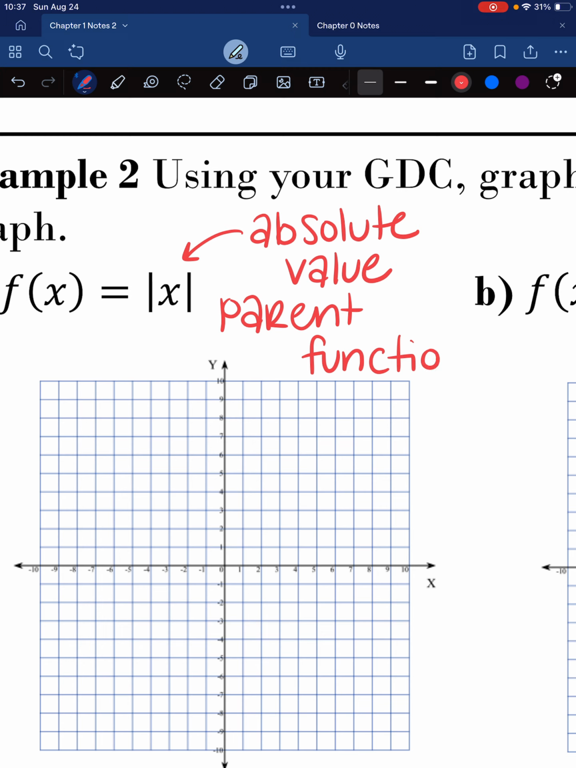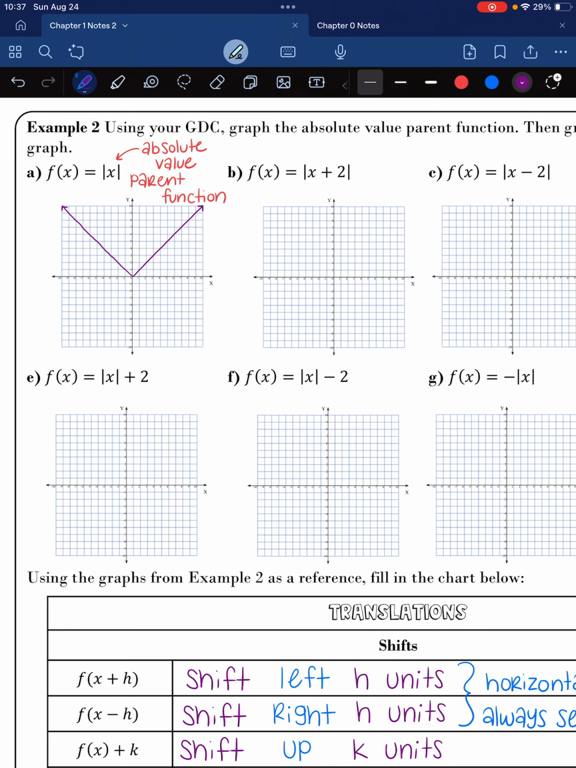Because there's nothing extra going on with him. It's just the absolute value of x, and all that absolute value does is give it its shape. So I'm going to go ahead and graph that. Notice I put arrows at the end because it goes on forever.